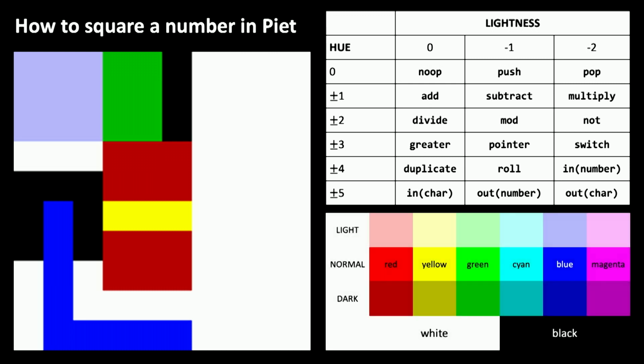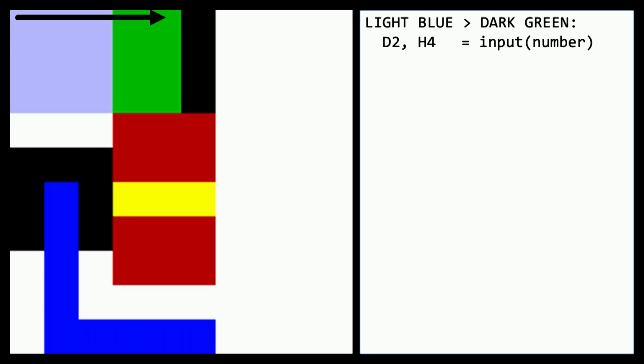So this is our standard color palette. The instruction set is at the top there. So we're going to run through this now in the debugger. We're going to see what we actually get. So your instruction pointer starts in the top left corner, traveling east. So we cross from light blue into dark green. That prompts you for input, asks the user to input a number. When we hit a black boundary, the pointer is going to change direction.